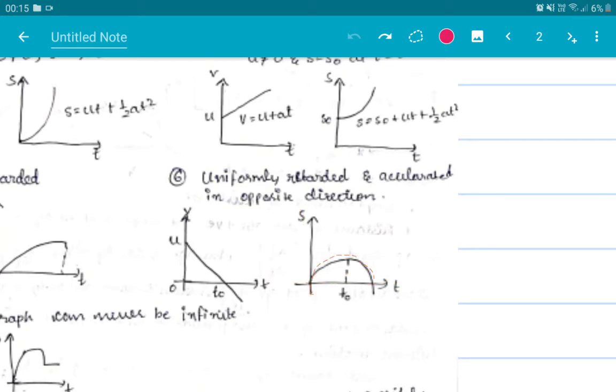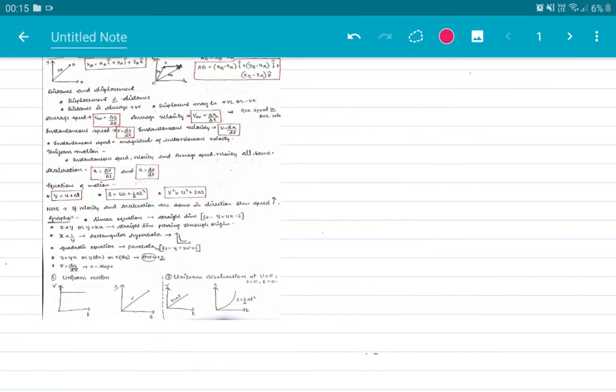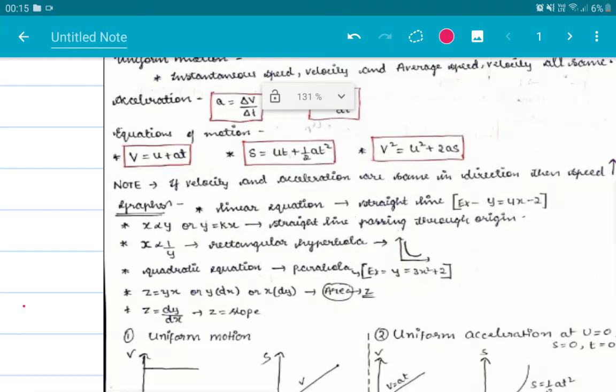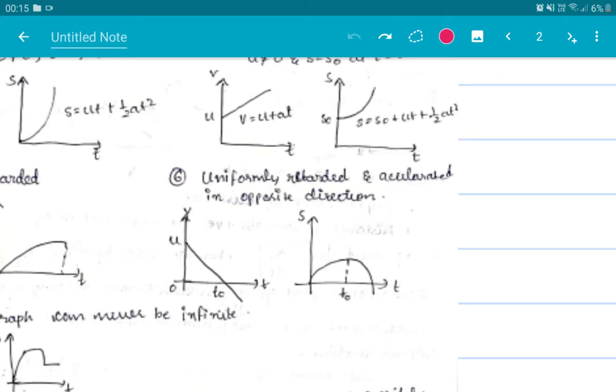So this is the parabola, the quadratic equation, I hope you remember. I'm actually talking about this quadratic equation, parabola, y is equal to 3x squared. So this is a parabola. Here at the topmost point v is 0, at the topmost point v is 0, it comes to rest. When you are throwing a chalk piece, it comes to rest.